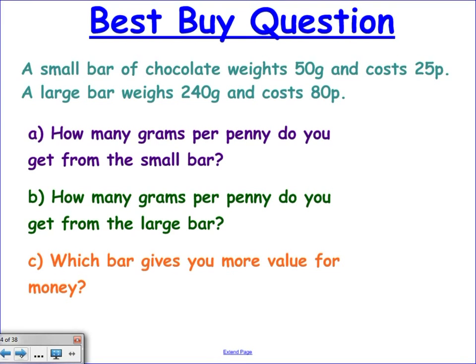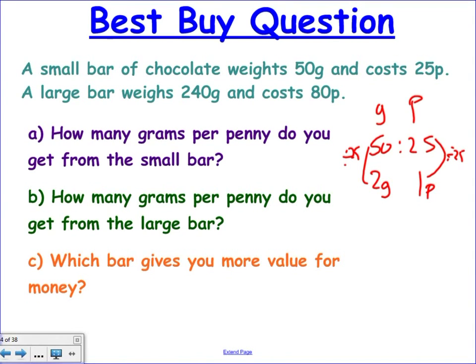You've got a ratio of 50 to 25. The chocolate, the grams, the weight, and the price. Good. And then force 25 to be the number 1 by dividing it by 25. And then we divide 50 by 25, which gives 2 grams. Good. So your 1 penny buys you 2 grams. Now, grams per penny for the large bar.